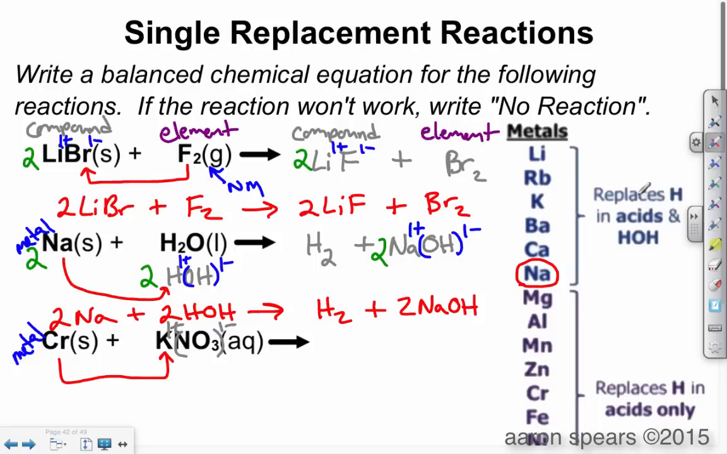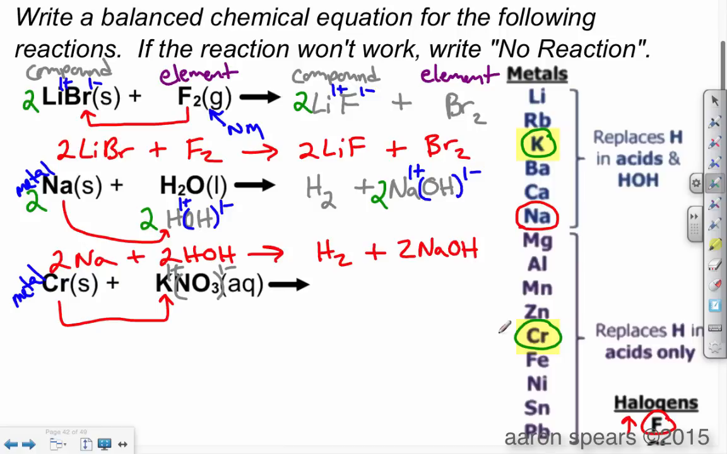So to find out if this reaction will work or not, we have to locate these elements on the activity series. We notice that chromium is lower on the activity series than potassium, which means it's not as reactive to be preferred over potassium in the compound with nitrate. In other words, it's a lot easier to take electrons from potassium from nitrate's perspective than it is from chromium. So nitrate is going to prefer to stay with the potassium. So chromium is not reactive enough and therefore will not react with potassium nitrate. So for this combination, there is no reaction.